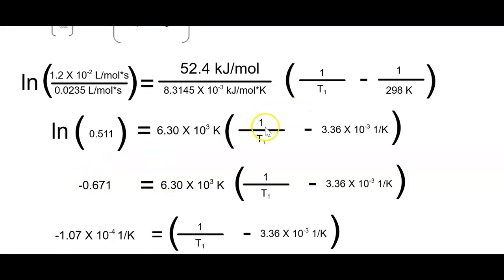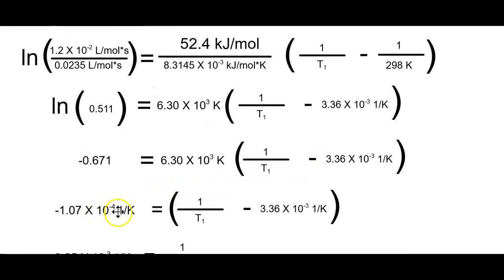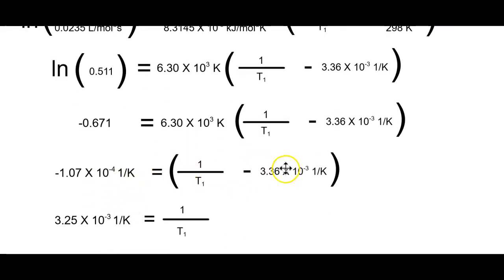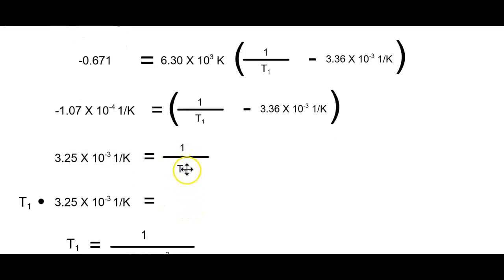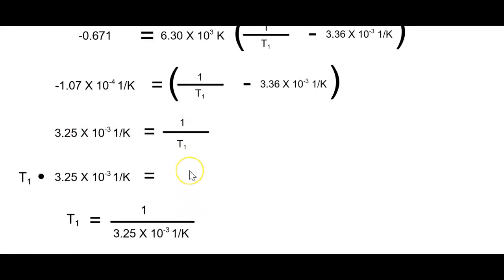Now to get 1 over T1, or to get T1 by itself, I divide both sides first by this, because it's multiplied. I get this value. And then I can add this to both sides to get T1. So when I add this to both sides, I get this equal to 1 over T1. And now I need to get T1 on top, so I'm going to cross multiply. Those of you that are savvy, you can take the reciprocal of both sides. But if you don't understand what that means, then you can cross multiply.